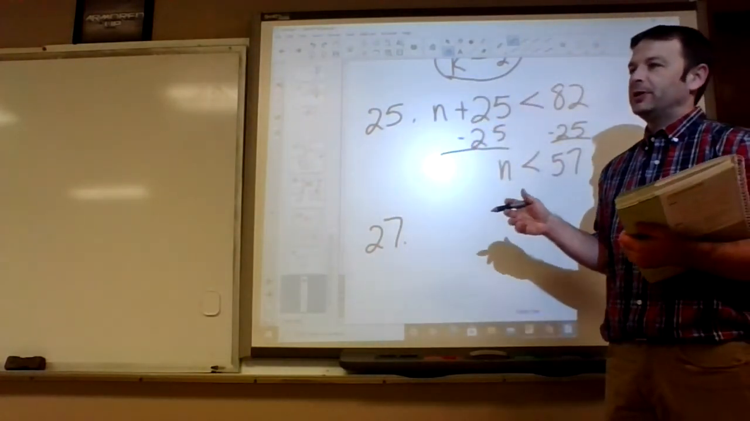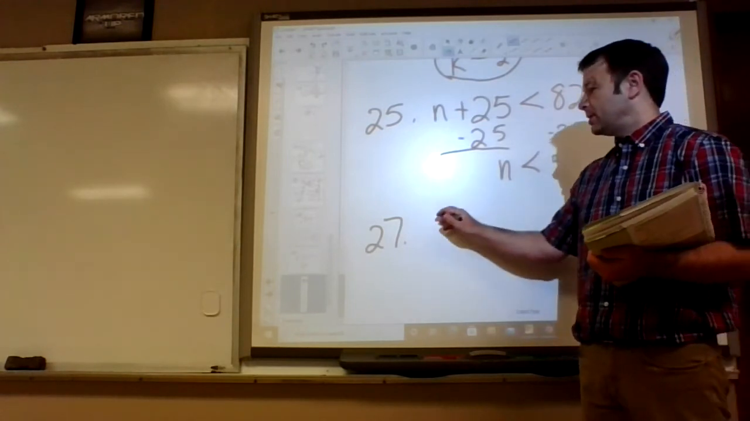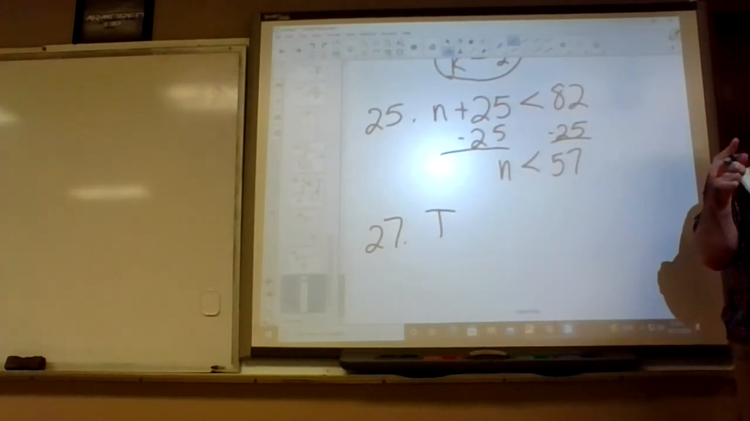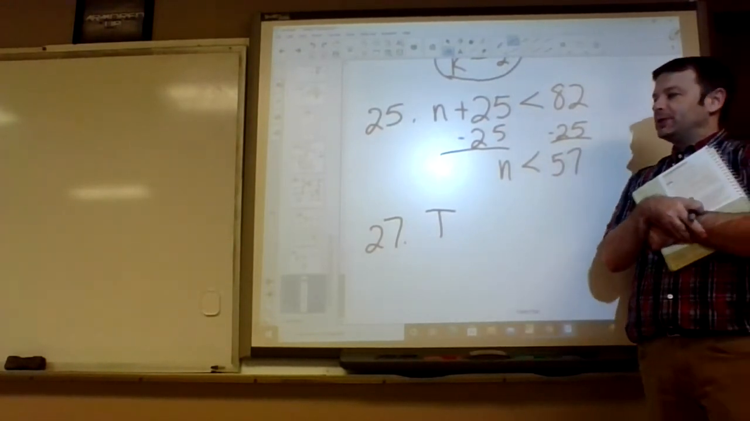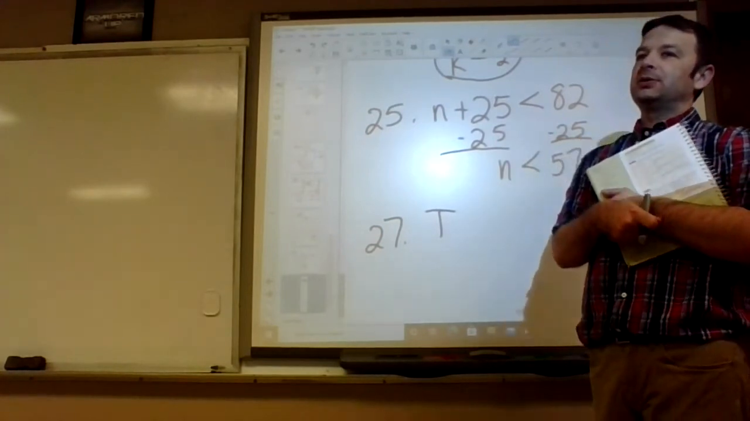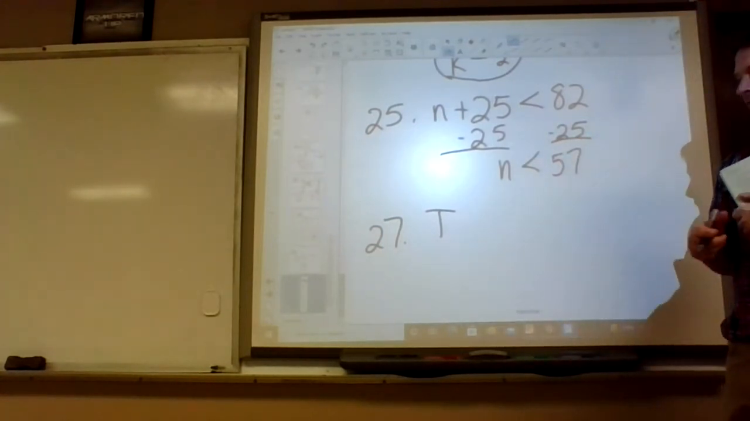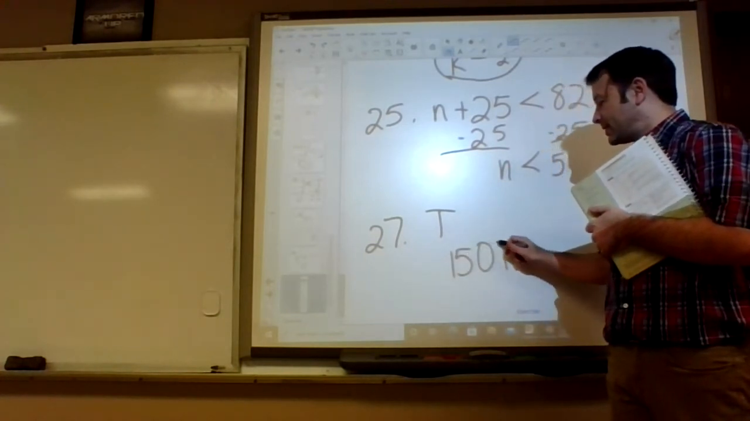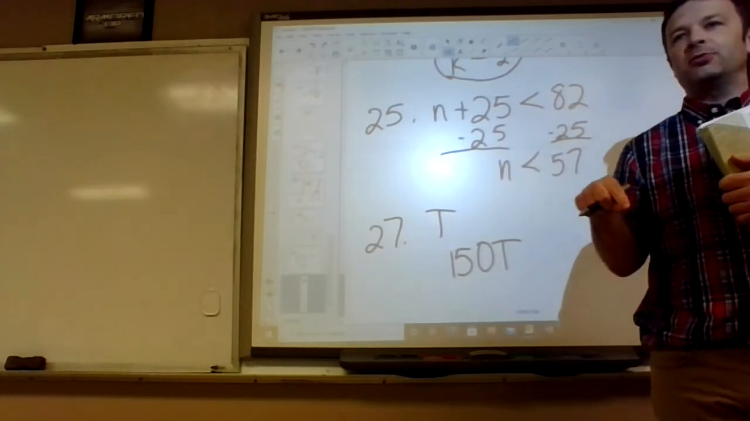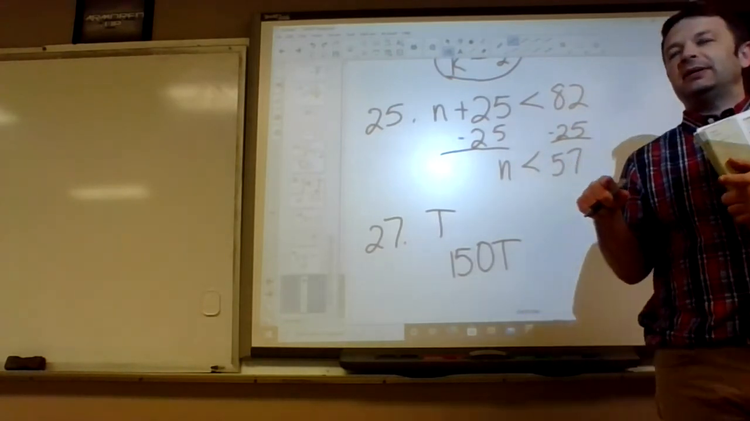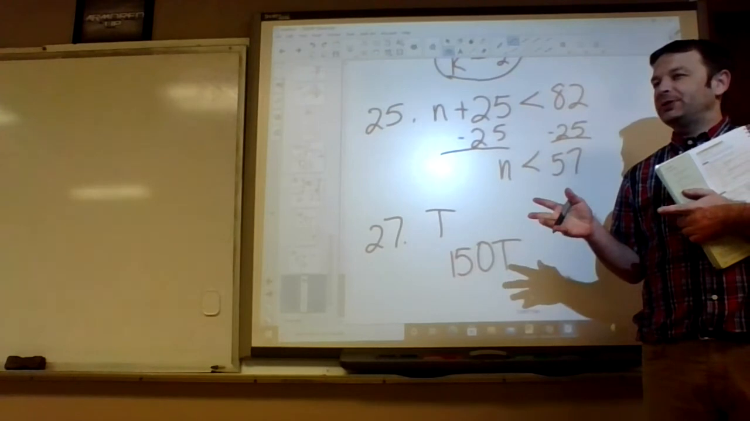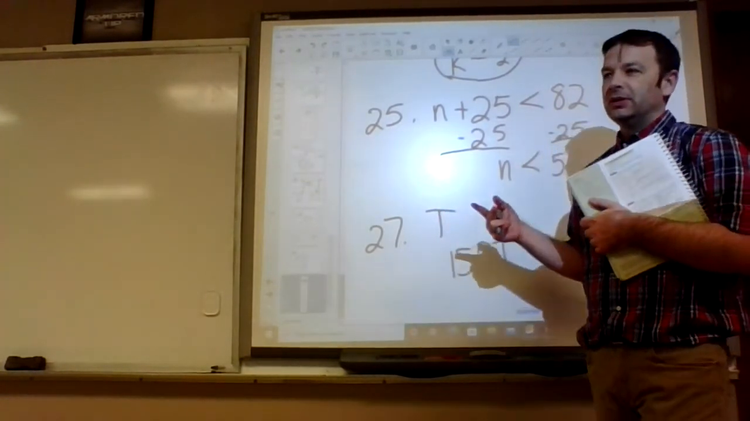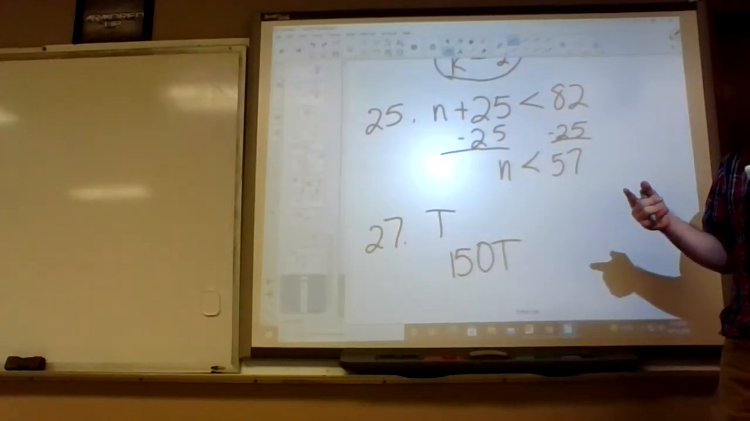So what's our variable going to be? What do you guys want to use? T? Okay, let T stand for the number of teenagers. So how could we represent the weight of the teenagers? 150 times T. Because T is the number of teenagers, and if we take that times 150, that gives us the total weight of the teenagers. Now, they told us the elevator can hold up to 750 pounds. So what would that be as an inequality?